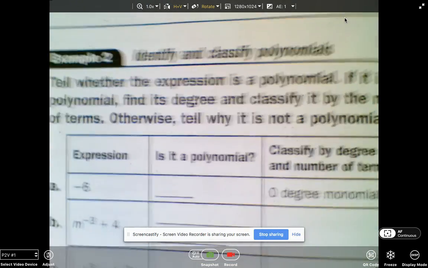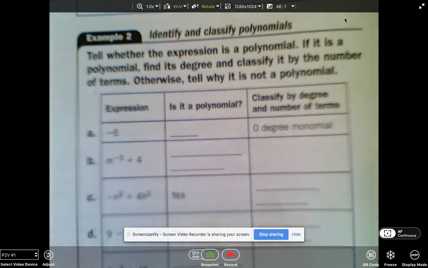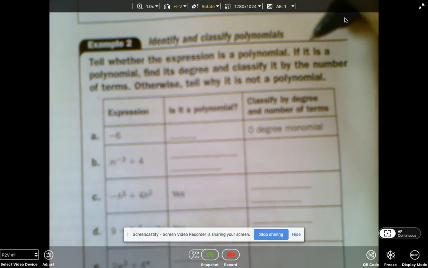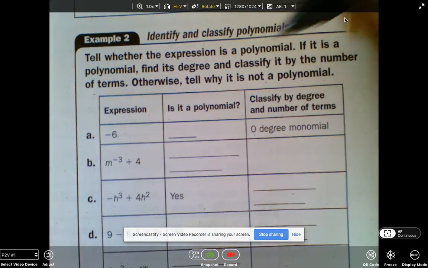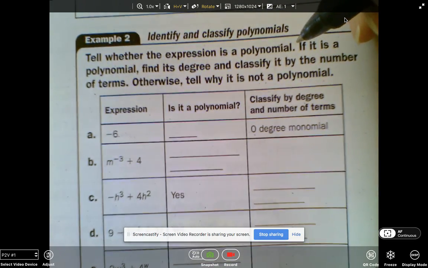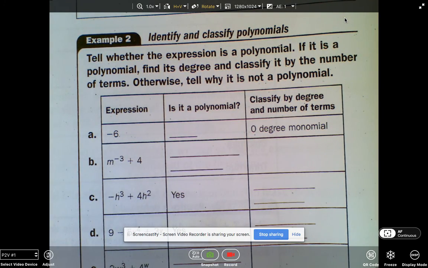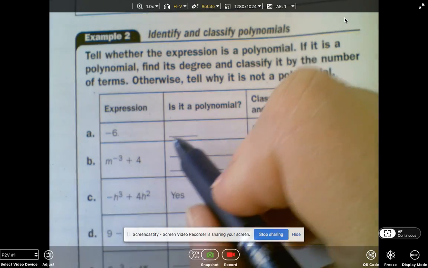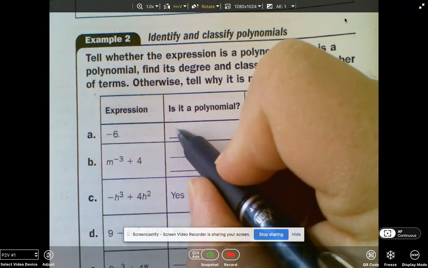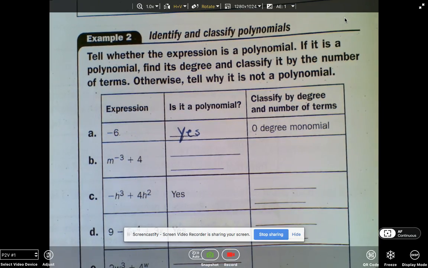So basically, in the next part, we're going to identify and classify the polynomial. So tell whether the expression is a polynomial. If it is a polynomial, find the degree and classify it by the number of terms. Otherwise, tell if it's not a polynomial. So technically, this is a monomial. It is a polynomial. So we'll put yes here, and the degree is 0.